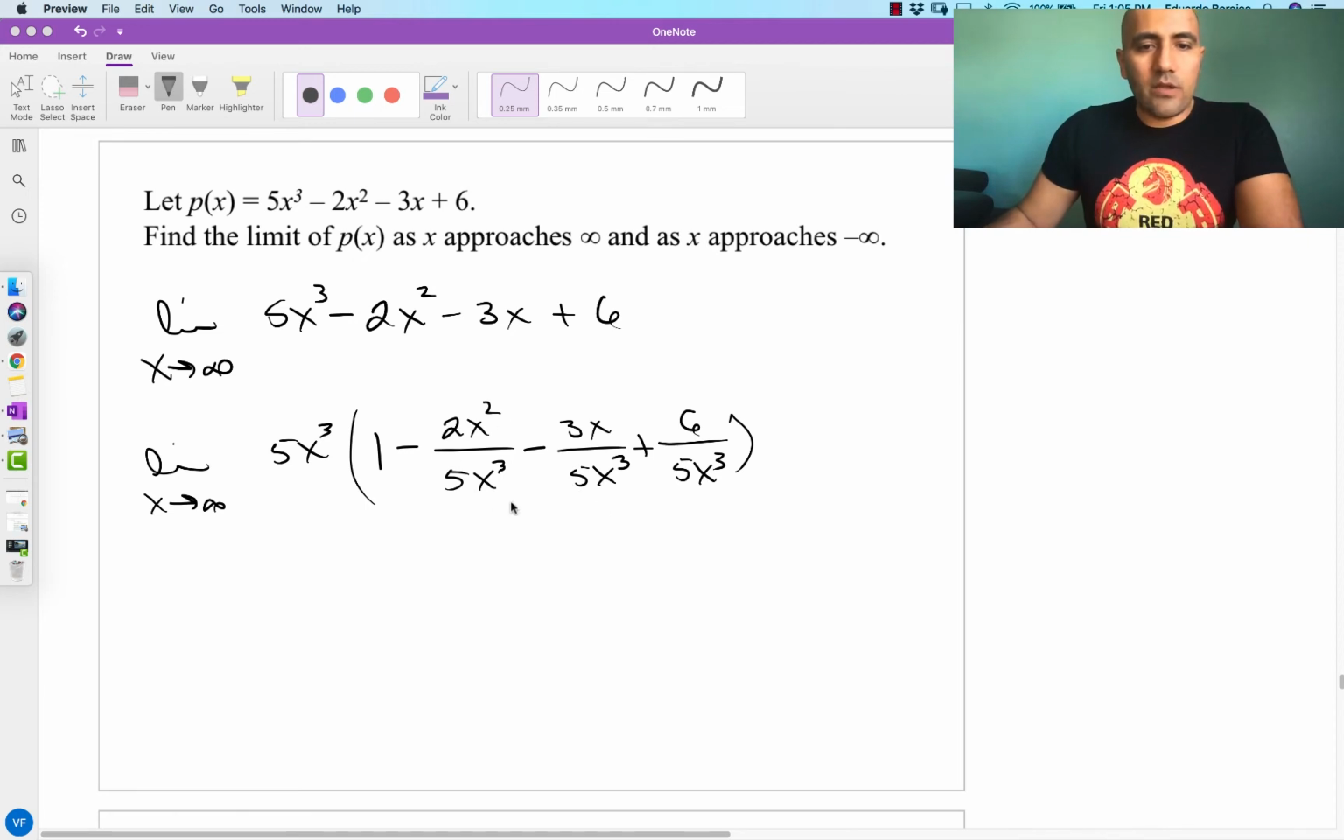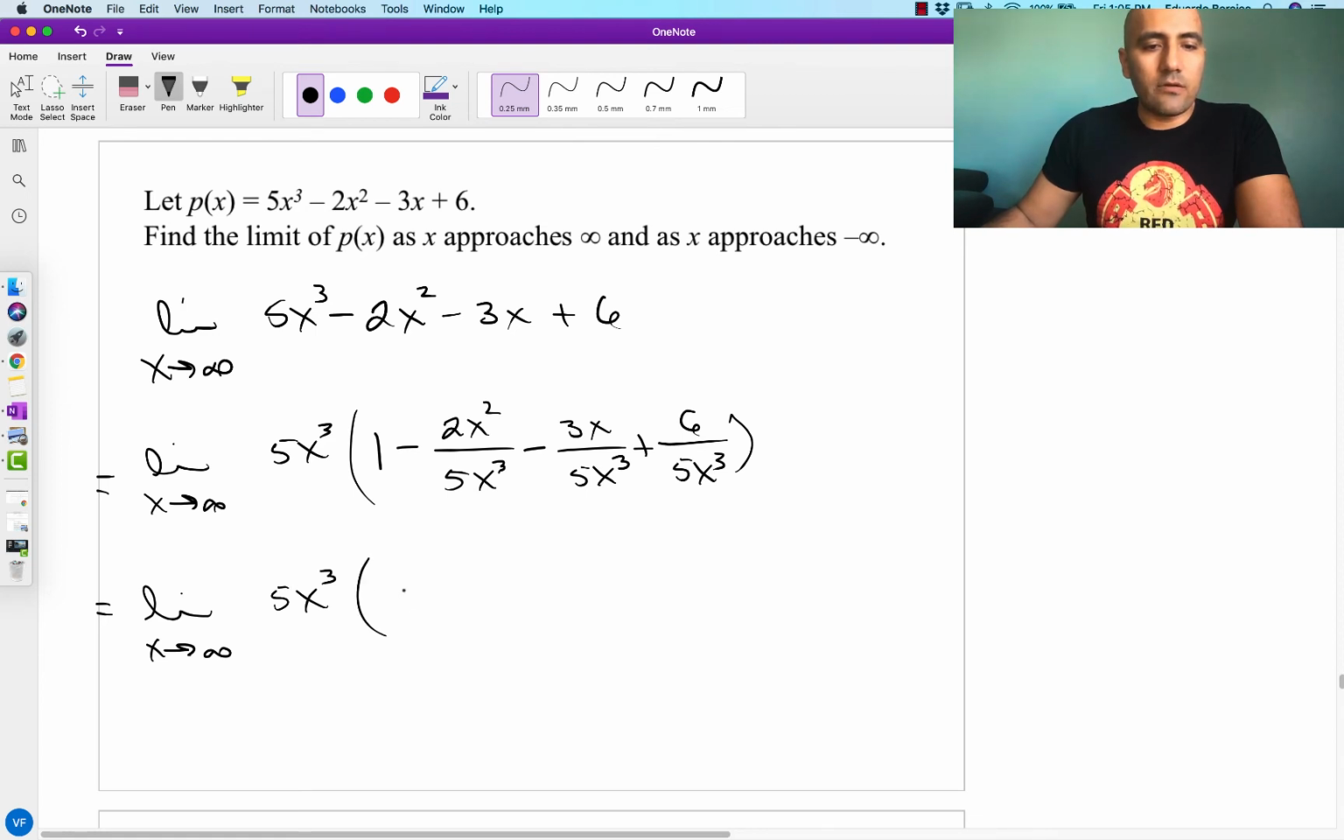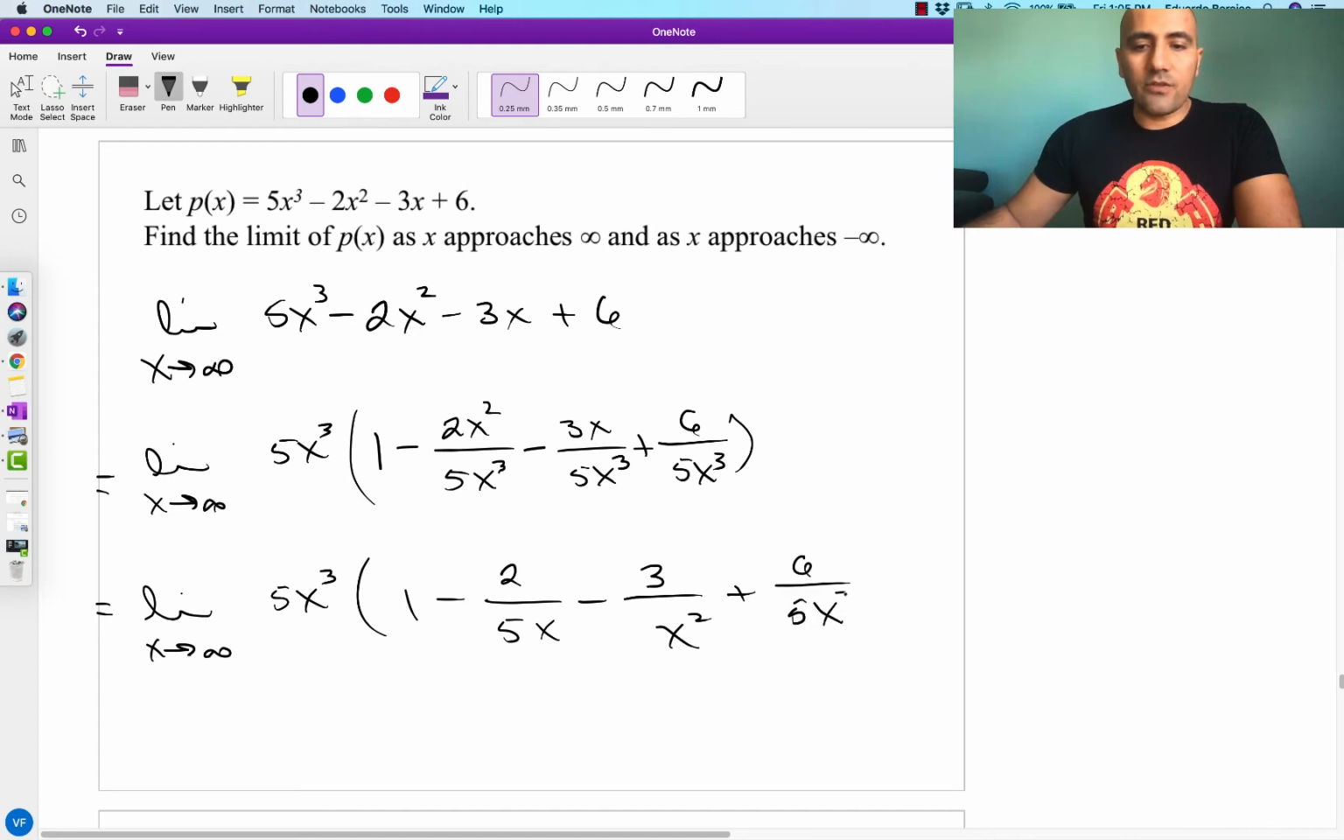Okay, so next I want to reduce and simplify this a little bit. So this is equal to that, which is then equal to the limit as x approaches infinity of 5x to the third power times 1 minus, and now these reduce, and so I'll end up with 2 divided by 5 over x, minus 3 over x squared, plus 6 divided by 5x to the third power. And now, using our theorem from above, I know that this is a constant. This is x to the power of 1.